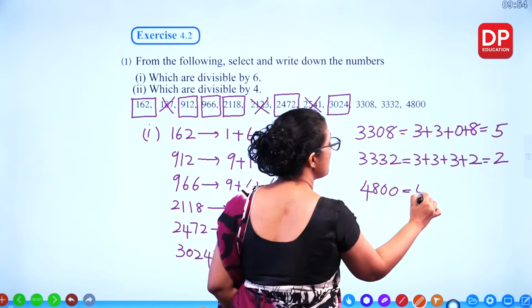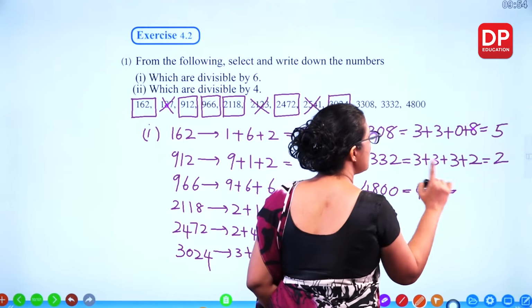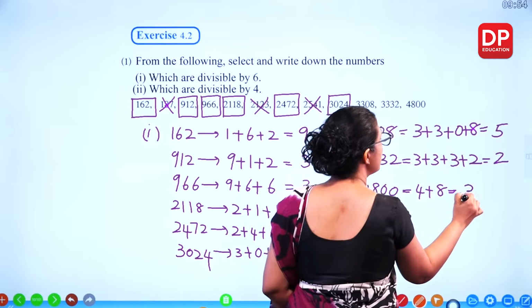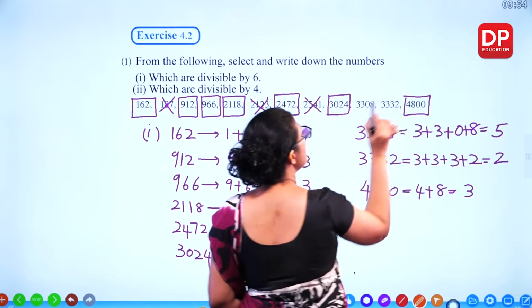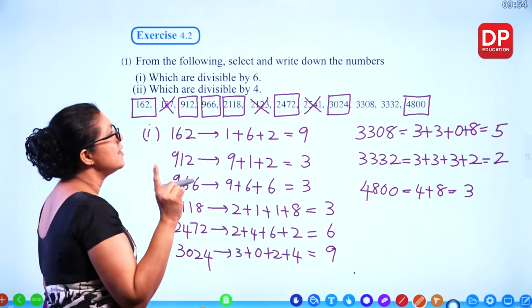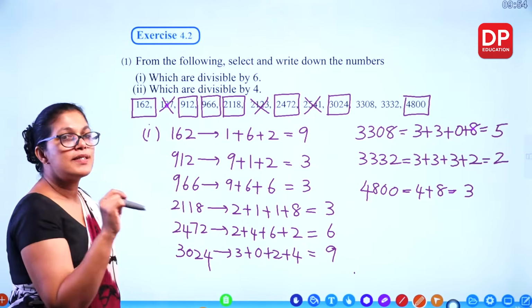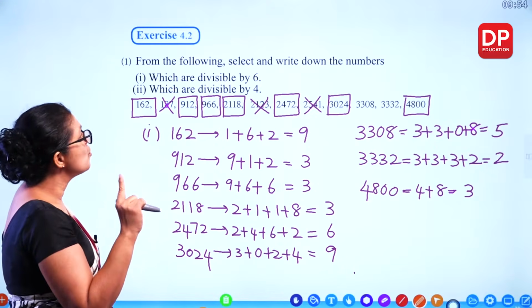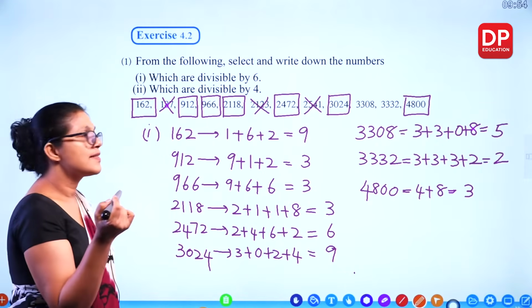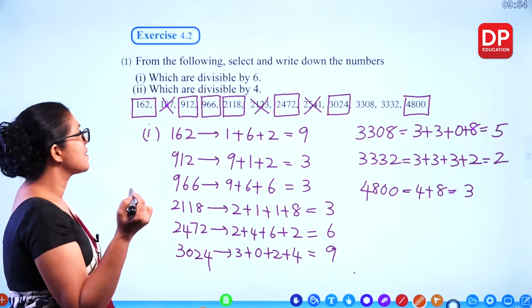4,800 is 4 plus 8, 12. 12 means 1 plus 2, 3. That means it's divisible by 3. So these are the numbers divisible by 2 and 3. Therefore, it's divisible by 6.